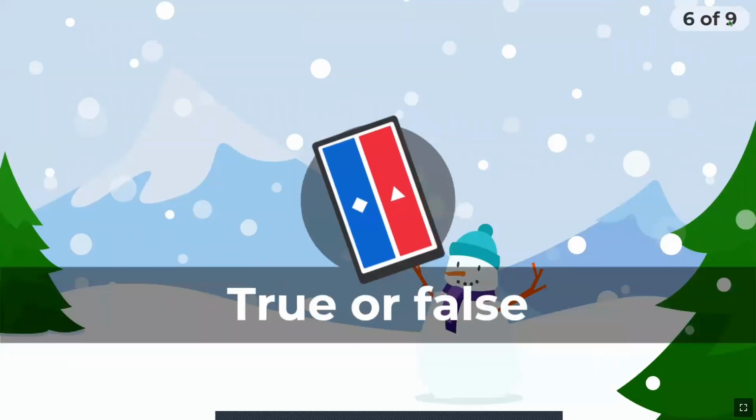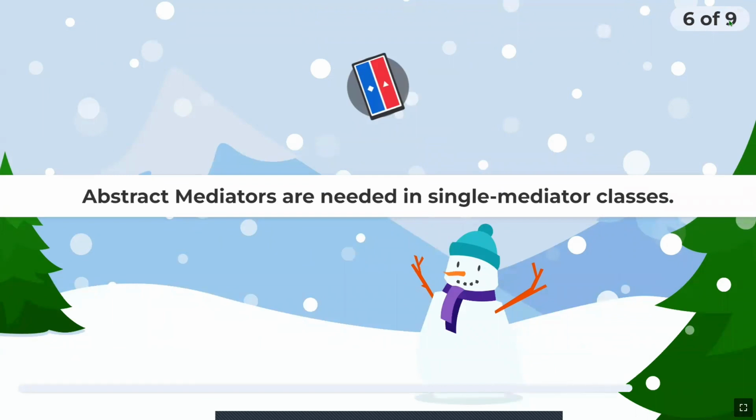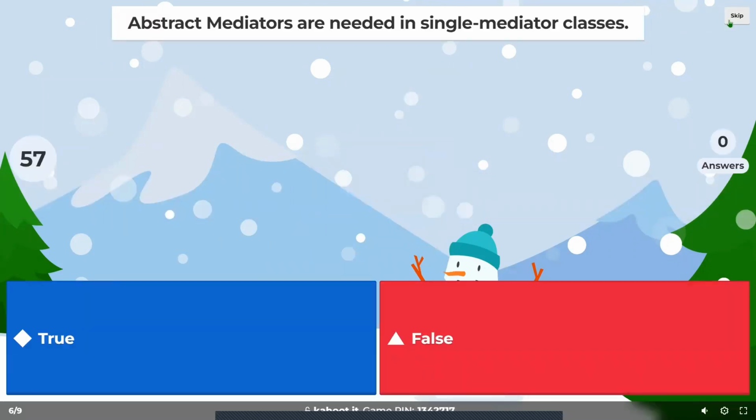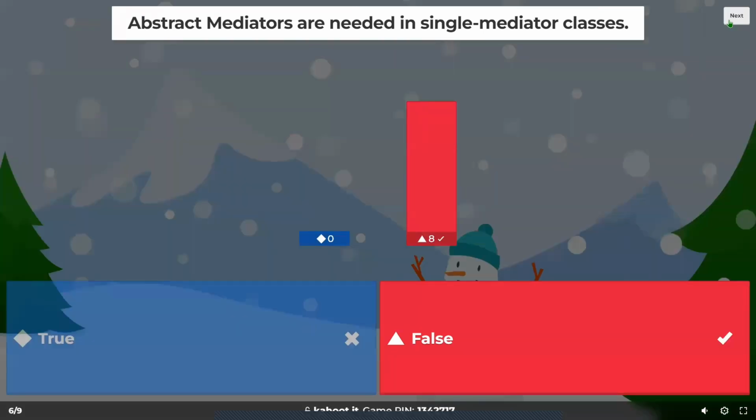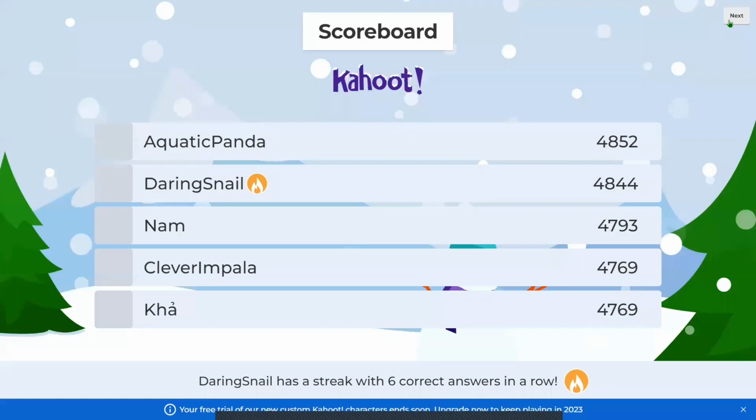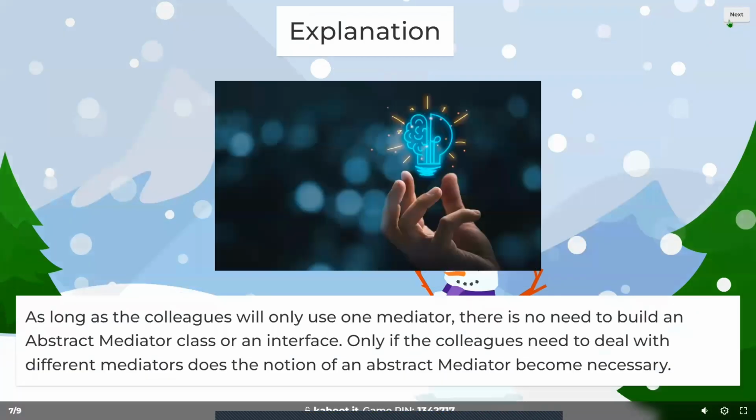Next question is a true or false question. Abstract mediators are needed in single mediator classes. The answer is false. Explanation. As long as the college will only use one mediator, there is no need to build an abstract mediator class or an interface. Only if college needs to deal with different mediators does the notion of an abstract mediator become necessary. Move on to the next question.